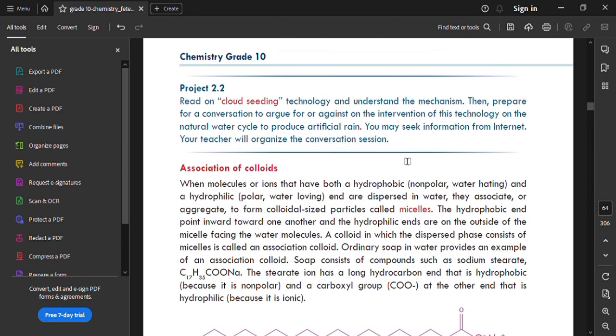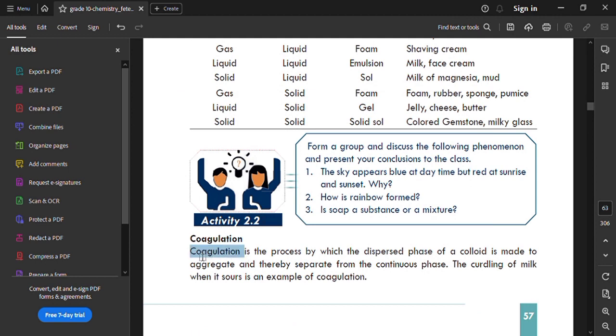So the other one is coagulation. What is coagulation? Coagulation means the process by which the dispersed phase of a colloid is made to aggregate and thereby separate from the continuous phase. The curdling of milk when it is sour is an example of coagulation.